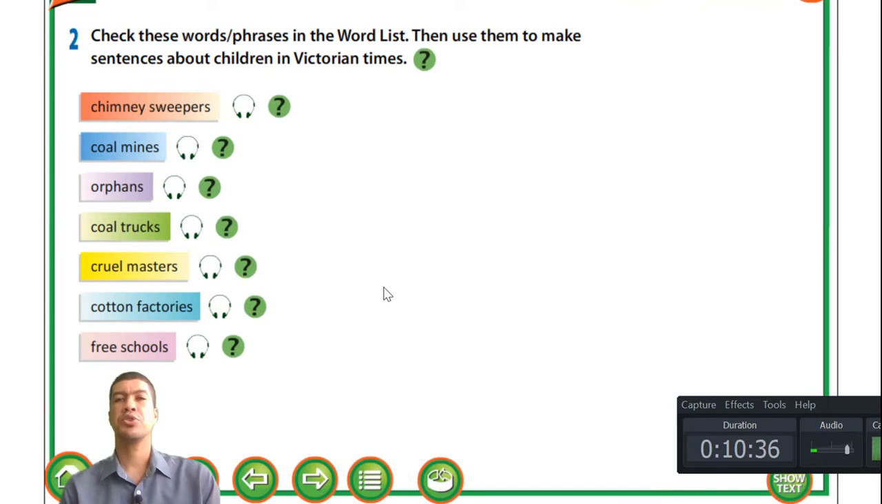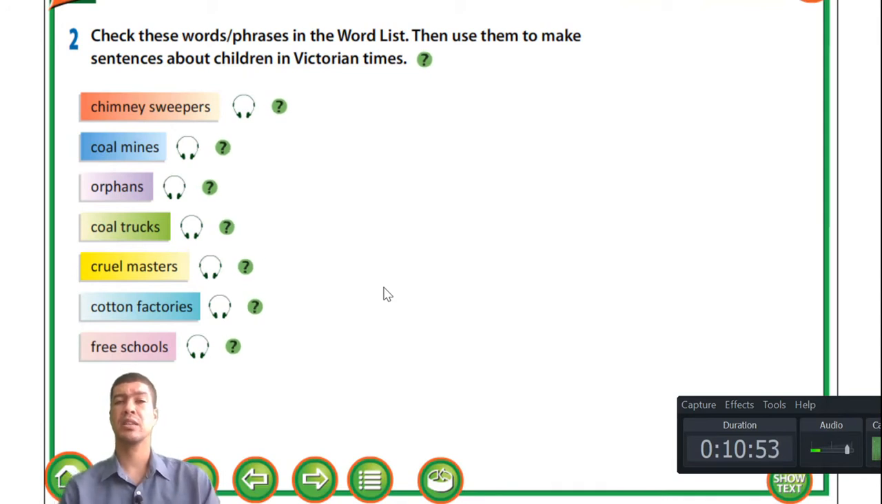Now I want you to make your own sentences. I will give you the examples. I want you to pause the video and practice. For example, number one, chimney sweepers. The kids usually had to clean the chimneys in the olden times.